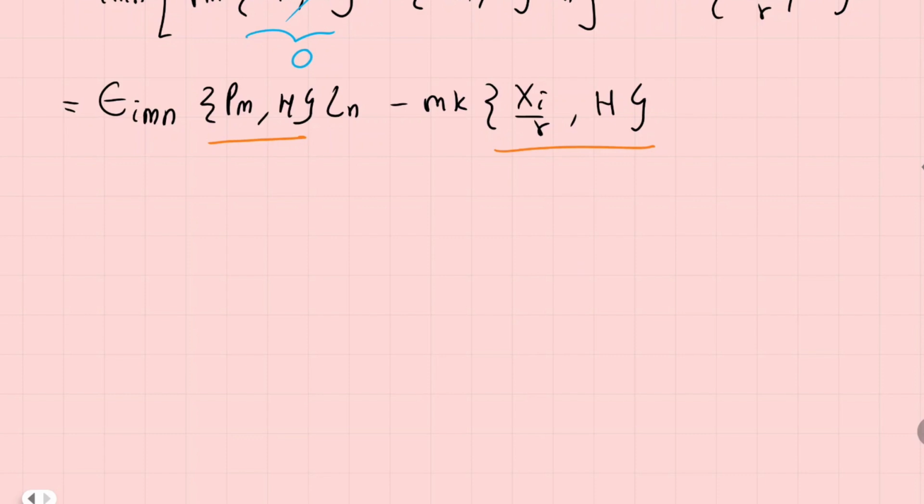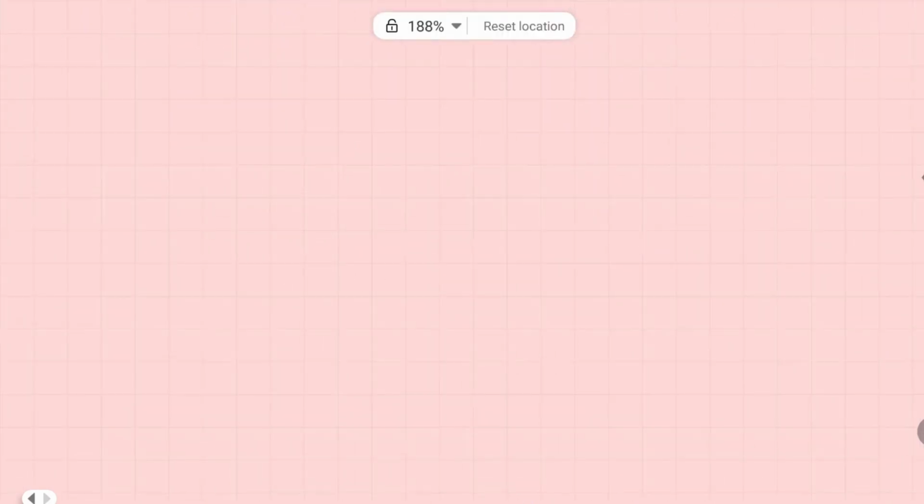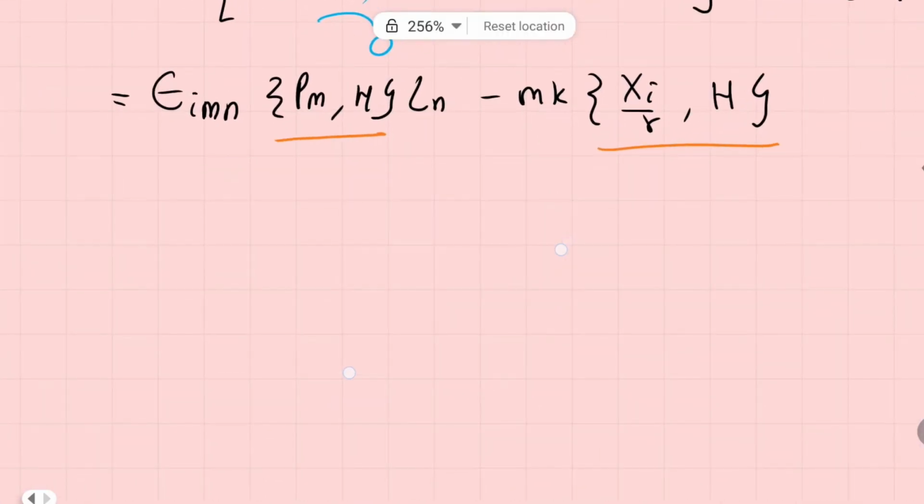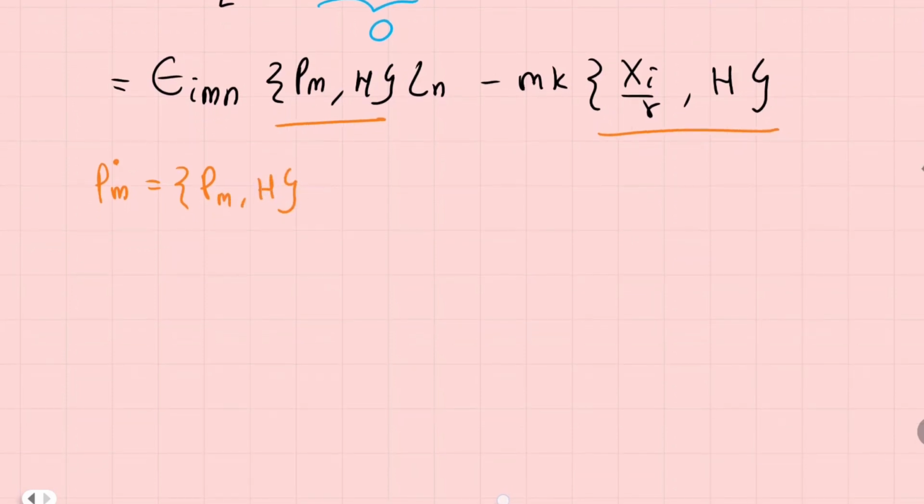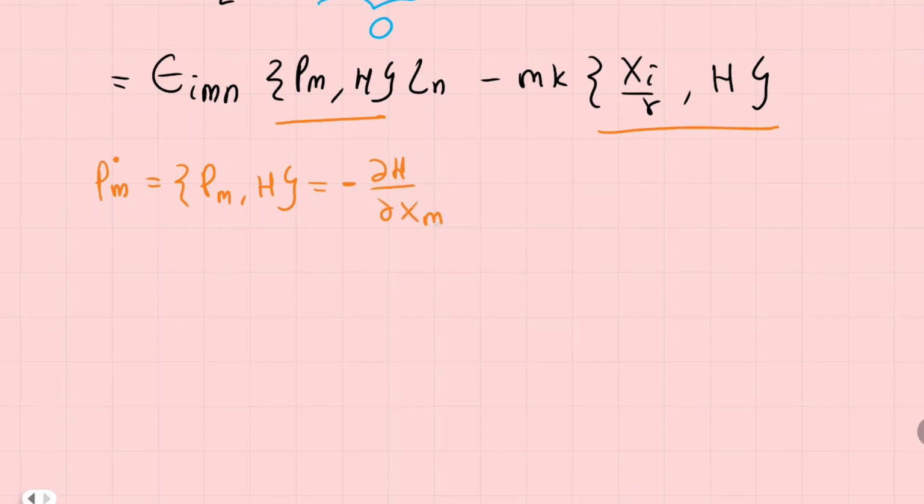Okay, so now we want to calculate these two quantities that we have here. I think that will be maybe the most difficult part of the video, but not that much. What we are going to do is to remember that we defined P_m dot as the Poisson brackets between P_m and H, and we also said that this is actually a Hamilton equation where we can define this as minus the derivative of H with respect to x_m.